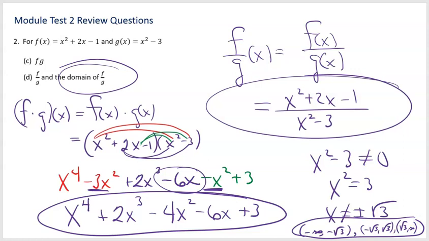Now, if you needed that extra bit of information of what does that look like on a number line before you write in interval notation, here's what we decided. Can't be negative square root of 3, can't be positive square root of 3, can be everything else. And that's how I got those 3 intervals that I wrote down at the bottom.